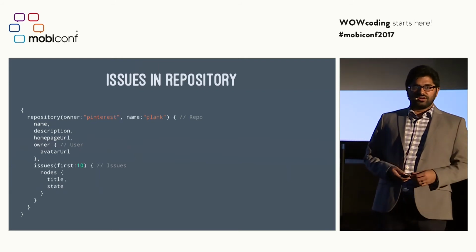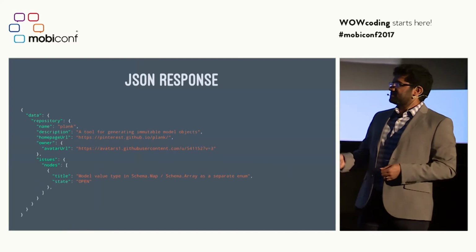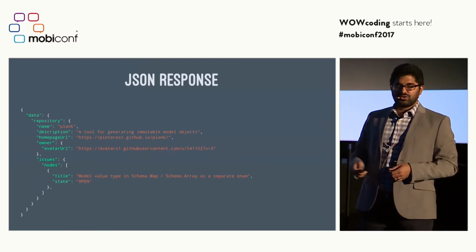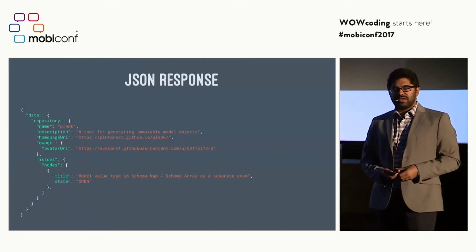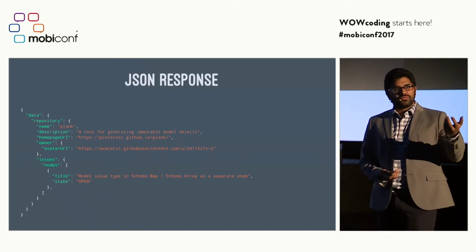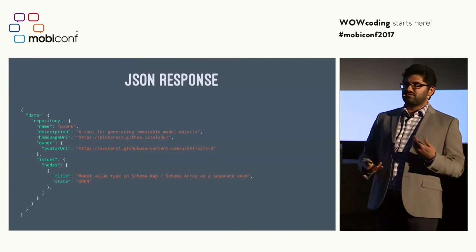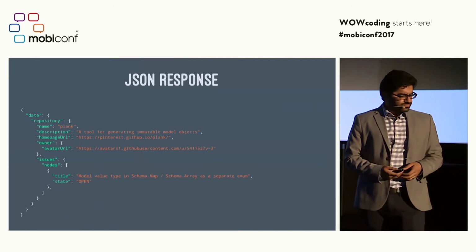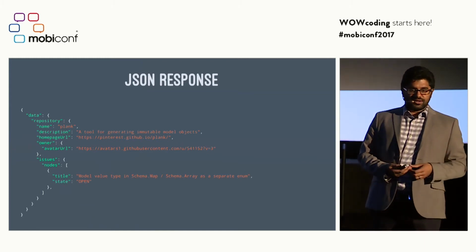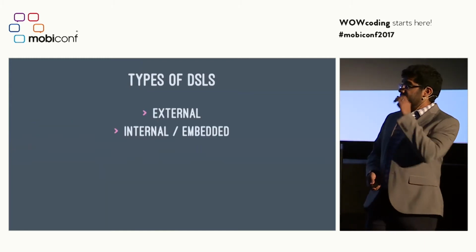When you execute this query in GraphQL, you get a response that's in the shape of your actual query. It matches what you've requested, which is great because it makes it really easy to understand what the response will be, and it makes it easy to derive parsers and general logic from that. But GraphQL is an example of an external DSL.